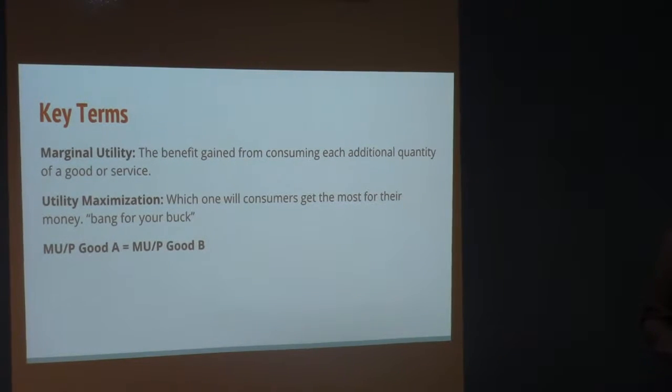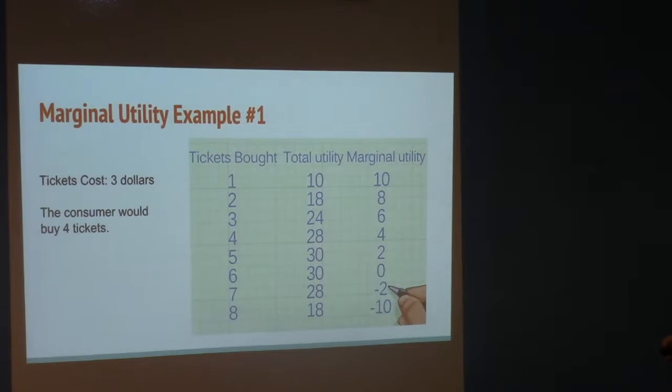And for marginal utility per price, it should always equal each other, each good should equal each other. Just without the per dollar right now, marginal utility. So if the tickets cost $3, the consumer would buy 4 tickets, because marginal utility is just the change in each total utility. And they would buy 4 because you always want to buy until, if it's less than the dollar amount, you want to buy the one that's still more, so you're getting value for how much you're spending. You don't want to lose money.